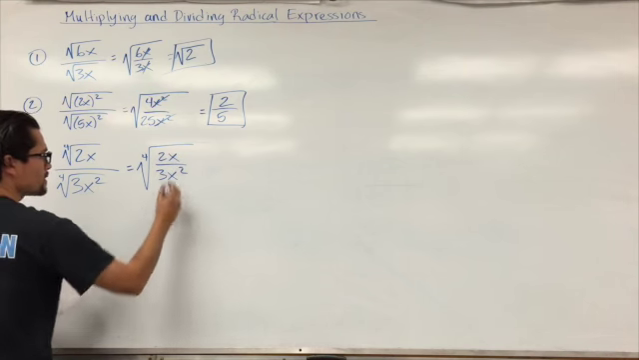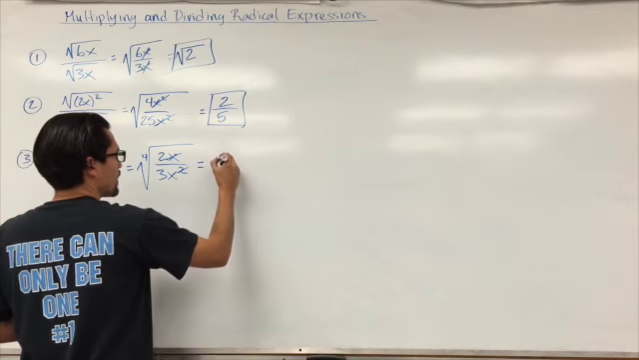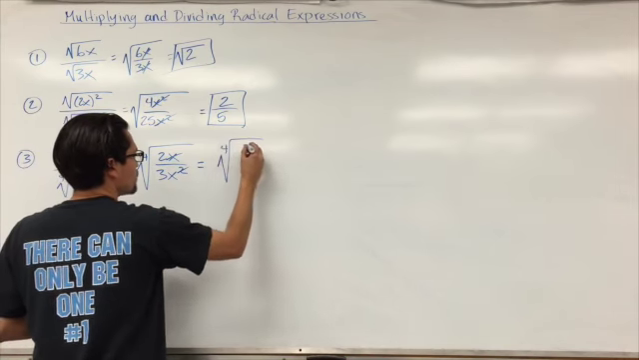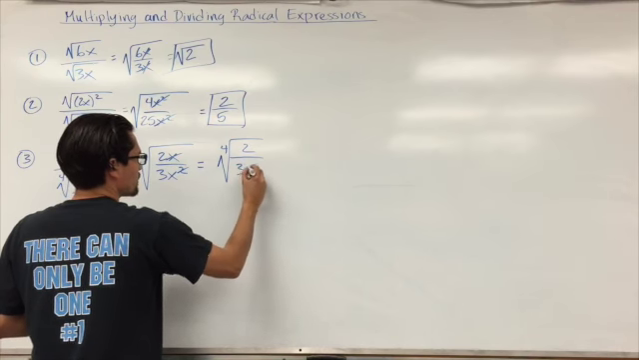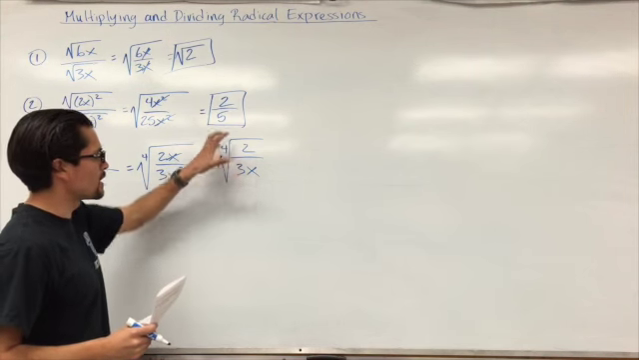Try to simplify this. X cancels one of those x's, not everything, but one of them. So what I have is the 4th root of 2 over 3x. All right, that is not simplified. We cannot have a fraction inside of a radical.